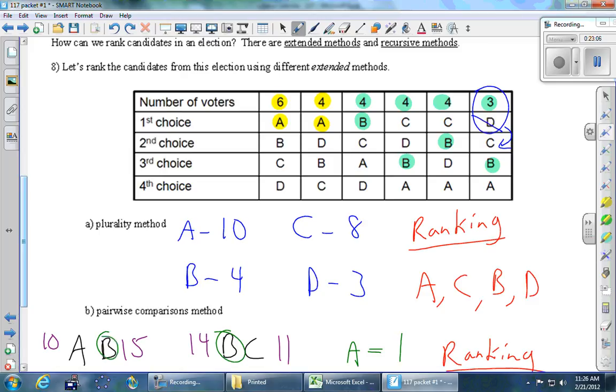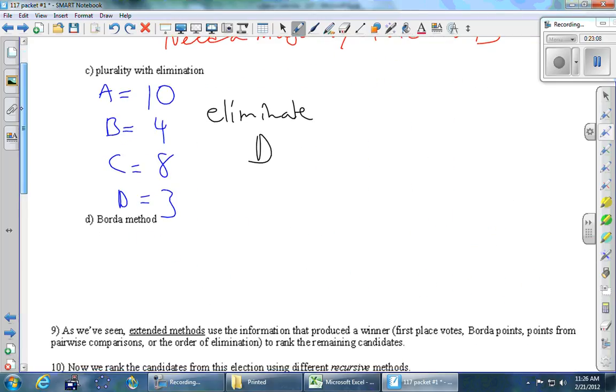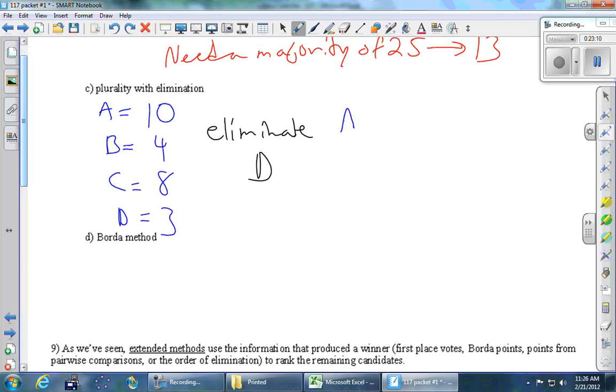So let's add 3 to C's score, and I think everybody else stays the same. A, B, and C. D is out. A and B are still stuck at 10 and 4. C now bumps up to 11. D is done.